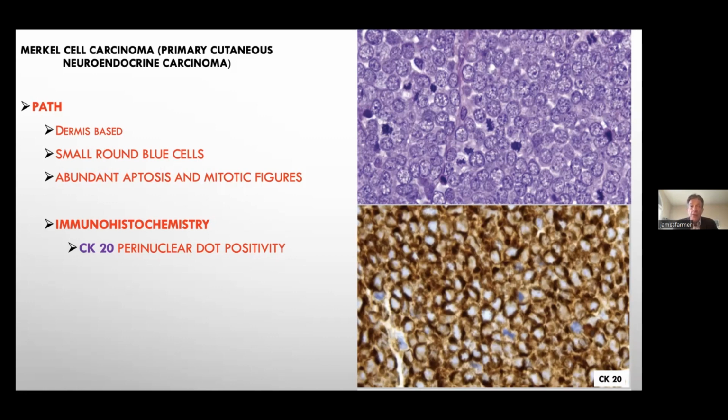Neurofilament is also a very useful stain for Merkel cell carcinoma. So this is Merkel cell, something that, as I said, in the ophthalmic pathology realm, we come across not too uncommonly.